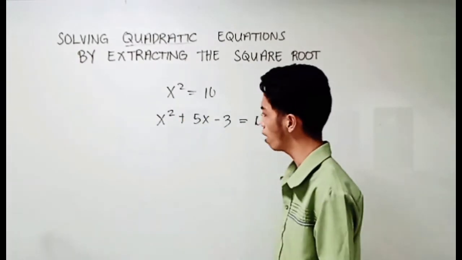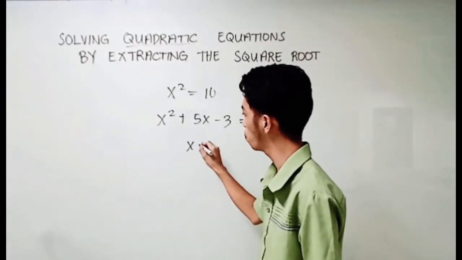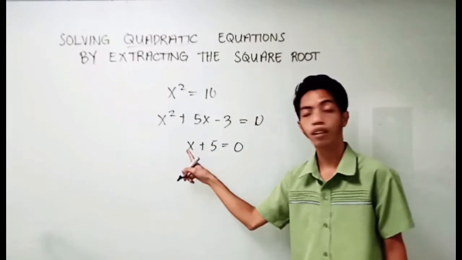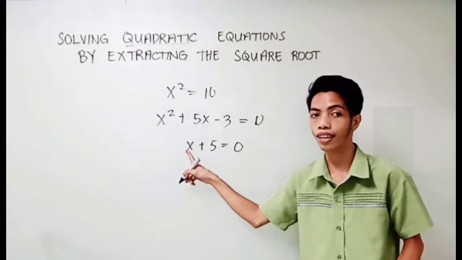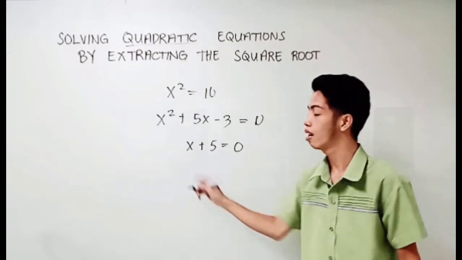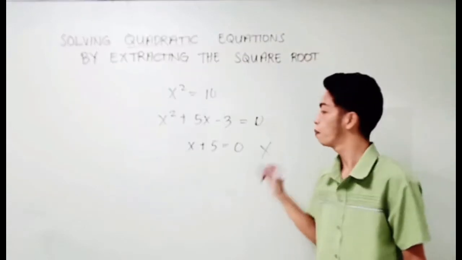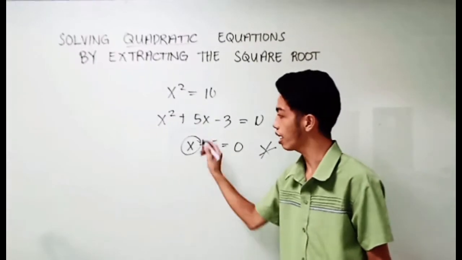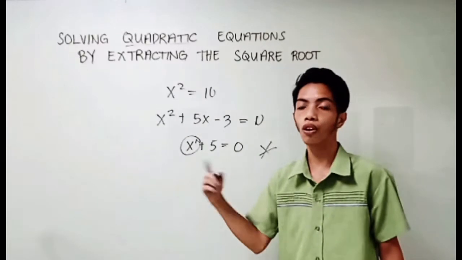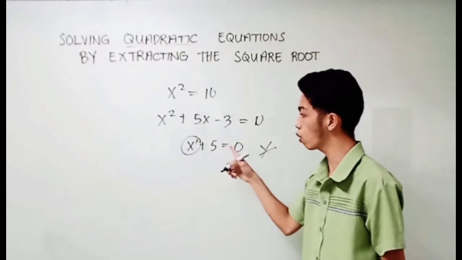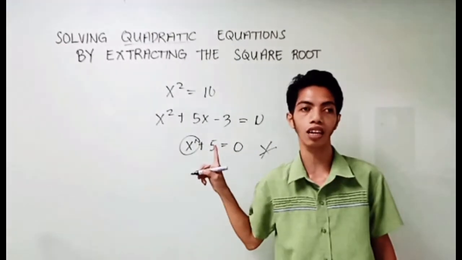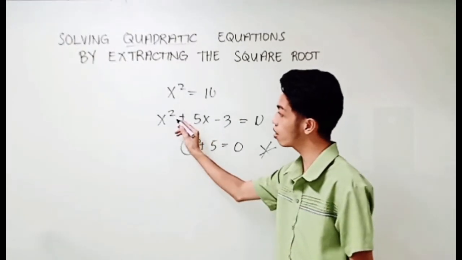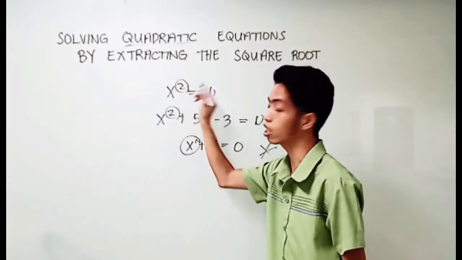Let's say, for example, I have x plus 5 equals 0. Is this a quadratic equation? No. Why? Because the highest degree of exponent is 1. So therefore, x plus 5 equals 0 is not a quadratic equation. When we say quadratic equation, the highest degree of exponent is 2.